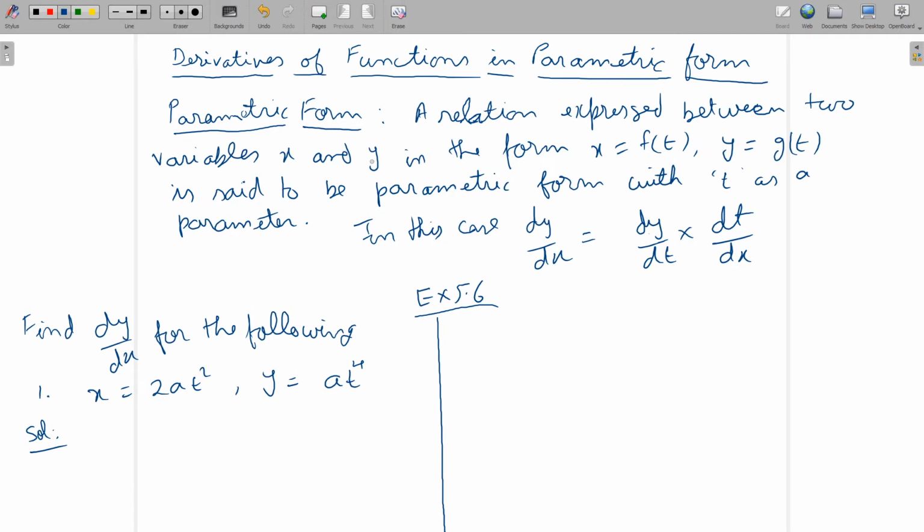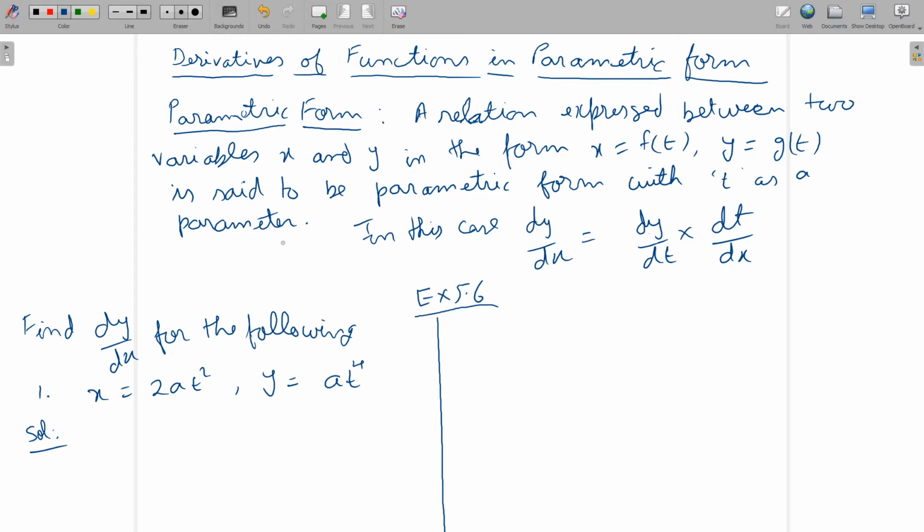Suppose we have x and y in parametric form, and both are expressed in terms of, say, t. Then we'll find dx by dt and dy by dt, and then we'll use the chain rule. dy by dx will be equal to dy by dt into dt by dx.